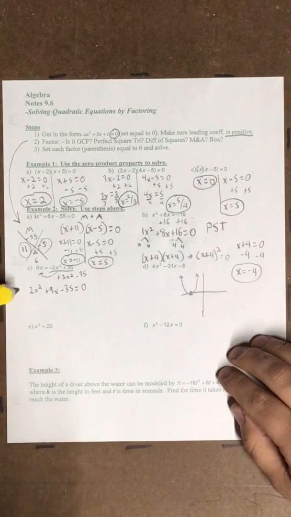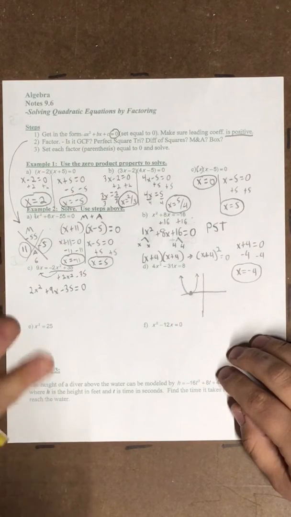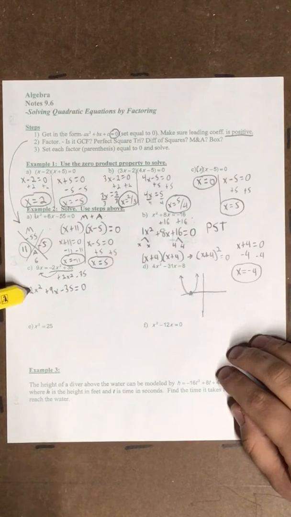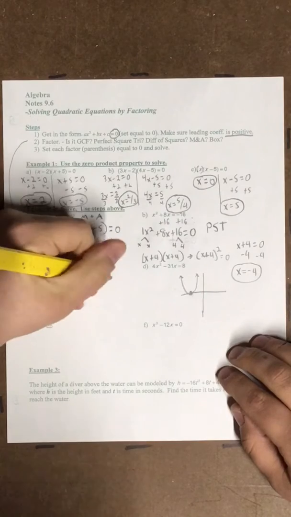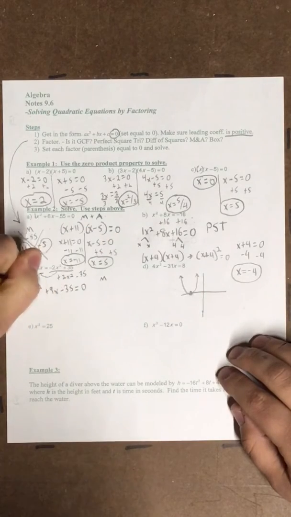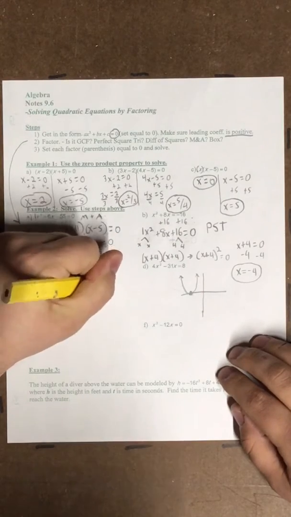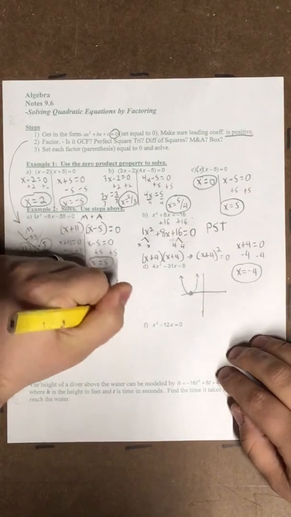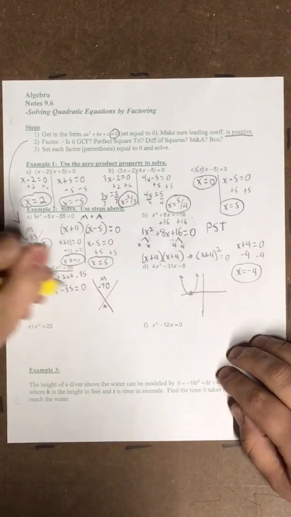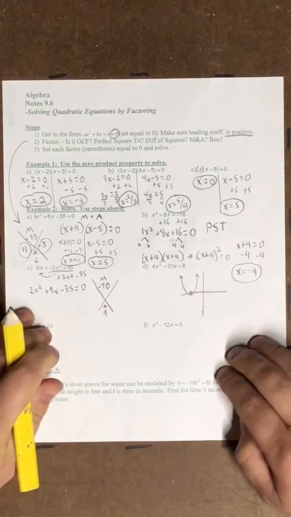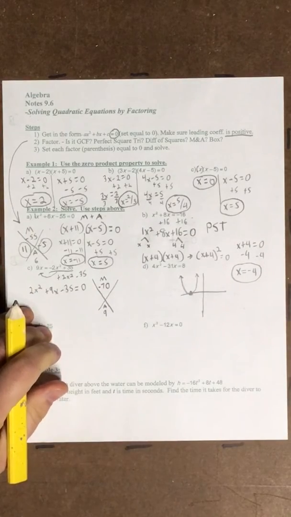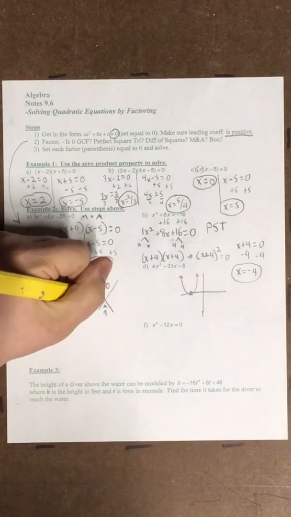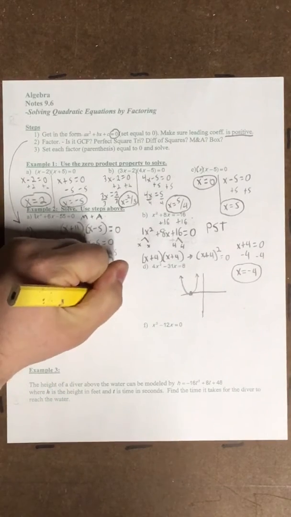They don't have anything in common for greatest common factor. 2 and 35 are not perfect squares. It's not a difference of squares because difference of squares means it's only 2 terms. I can't use multiply and add because this is bigger than 1, so I got to use box method. If you don't remember how to do that, my multiply number is 2 times negative 35, which makes negative 70. My adding number is going to be the number in the middle, which is positive 9. When I look to do this one, it looks like I'm going to be using negative 5 and positive 14.